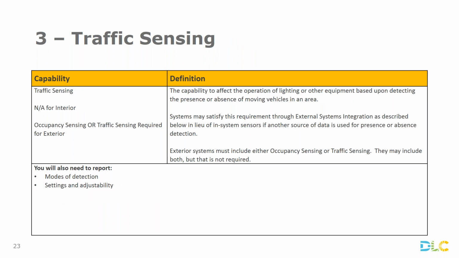The next one is traffic sensing, and this is a new one we have added this year. It is not applicable for interior, but as I mentioned, it's something we'll accept as an alternative to occupancy sensing. Occupancy sensing is really about sensing for people. This is about sensing for traffic. And we will allow manufacturers to satisfy this requirement through one of our other capabilities, external systems integration, as long as it's documented in your literature that your system provides this capability.